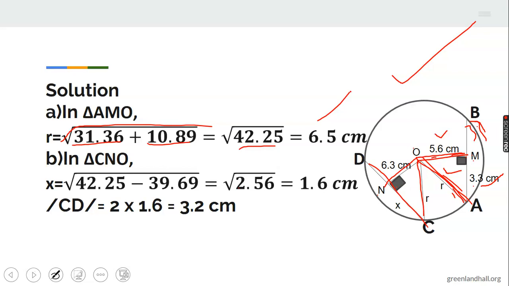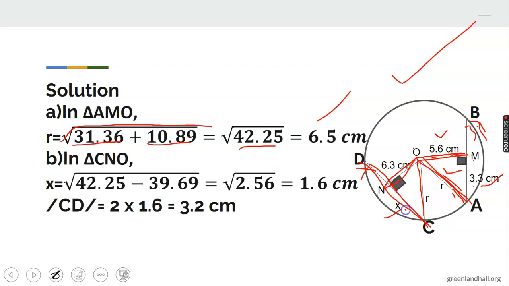Now we are told to look for the length of this chord. We are told that from the center is 6.3. So we can get x. This place is x because it will bisect it. So we need to get just one first before we multiply by 2.